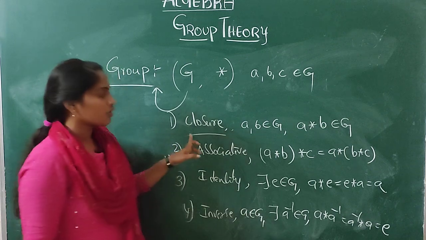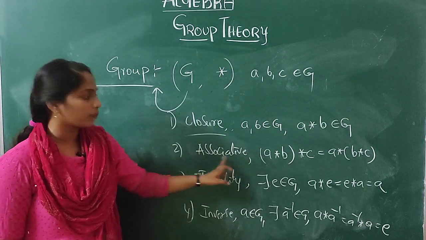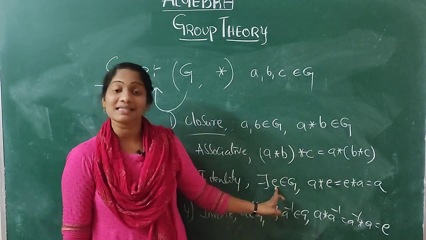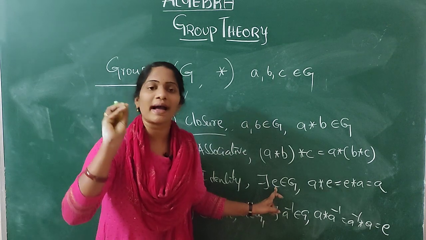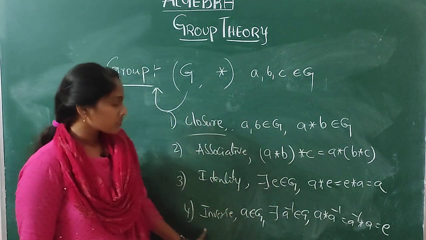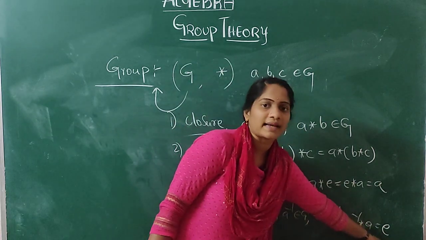Closure means closed under the binary operation star. The associative property, and now the identity property, means the identity element should exist. And the inverse element: if you take an inverse element, that should give the identity, right?